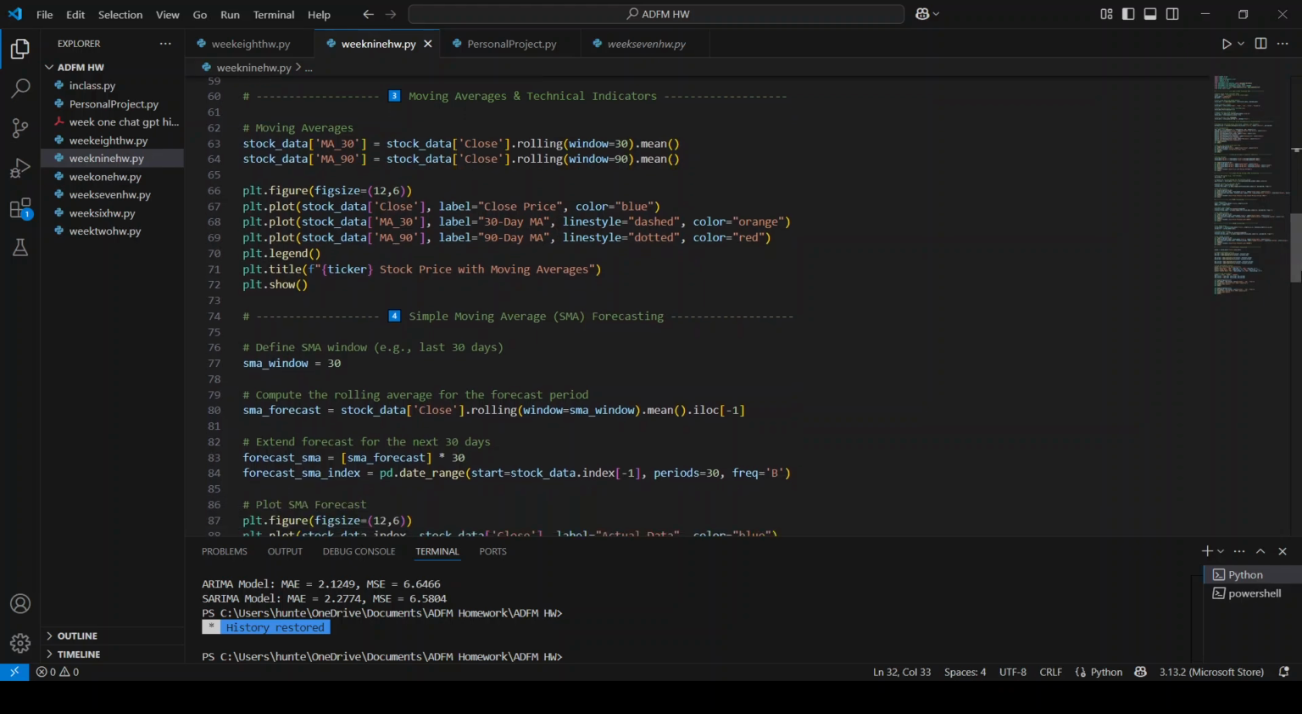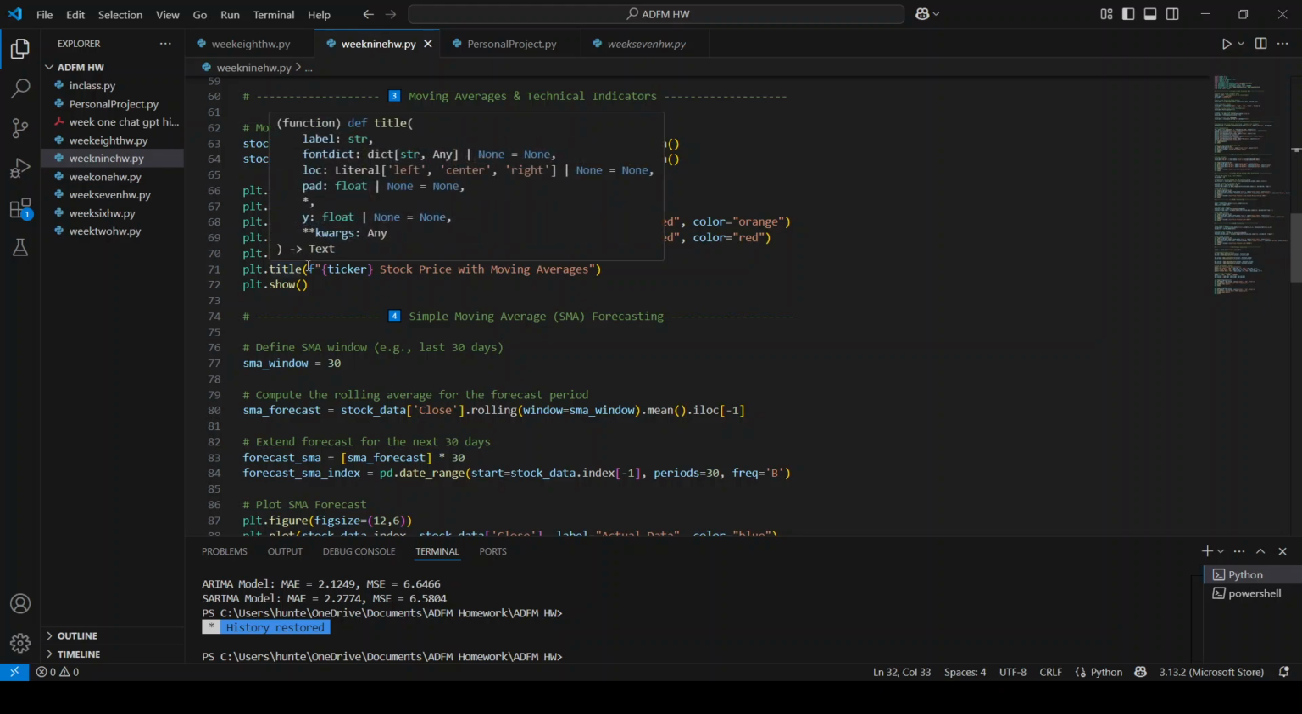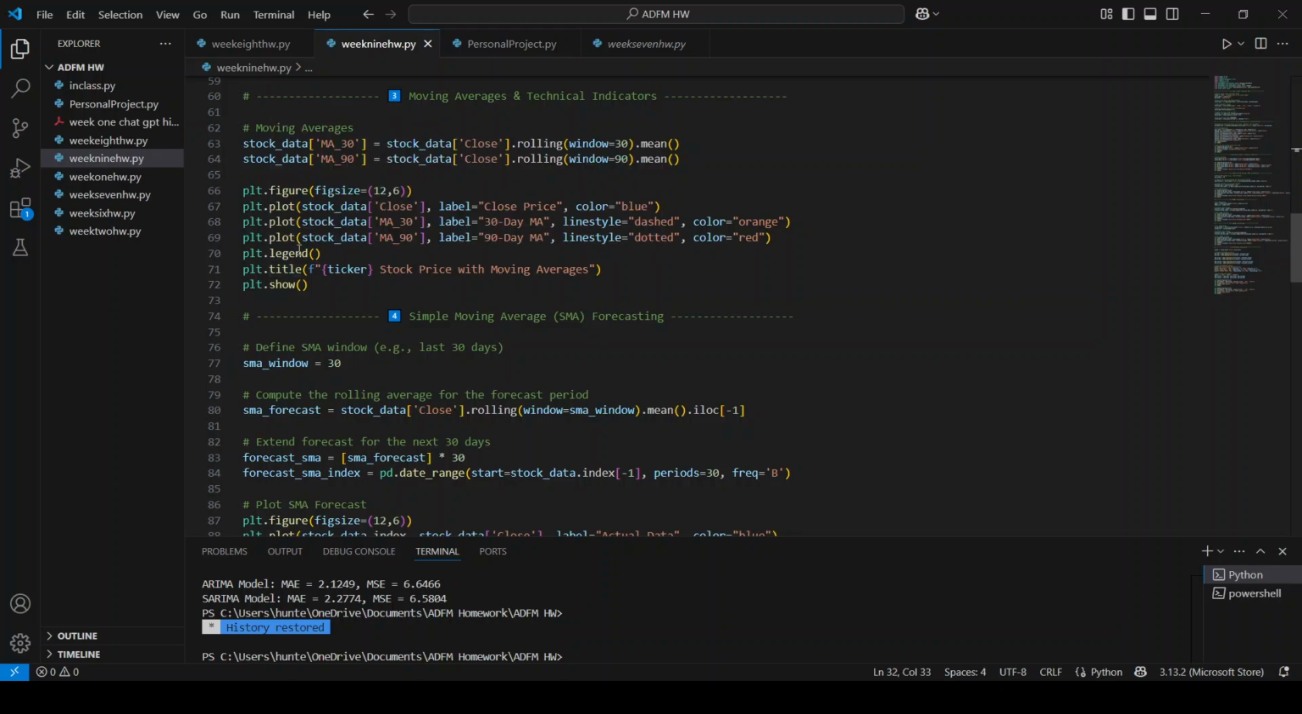Now we start off with our moving average and technical calculations. So with 63 and 64, the purpose is computing the simple moving average, with a rolling window of 30. We'll calculate the average stock price over 30 days, and the same thing for 90 days. And then 66 through 72 is plotting the simple moving averages, and it visualizes how stock prices compare to their moving averages. And then it will finally print it out on its own.